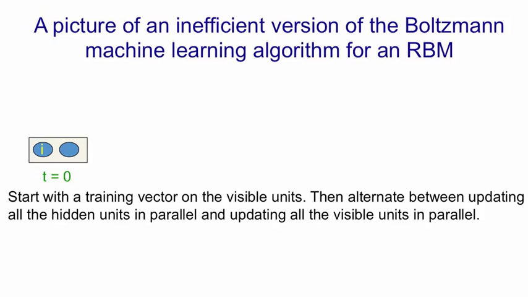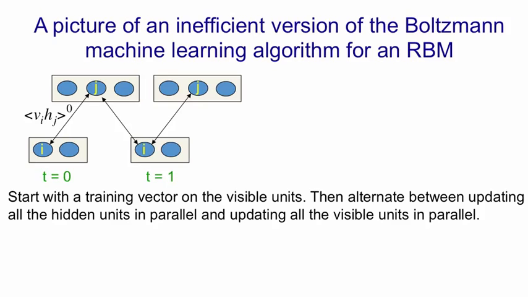Given that visible vector, we now update the hidden units. So we choose binary states for the hidden units, and we measure the expected value of ViHj for all pairs of visible and hidden units that are connected. And I'll call that ViHj 0 to indicate that it's measured at time 0, with the hidden units being determined by the visible units, and of course we can update all the hidden units in parallel. We then use the hidden vector to update all the visible units in parallel. And again we update all the hidden units in parallel. So the visible vector at t equals 1 we'll call a reconstruction, or a one-step reconstruction.